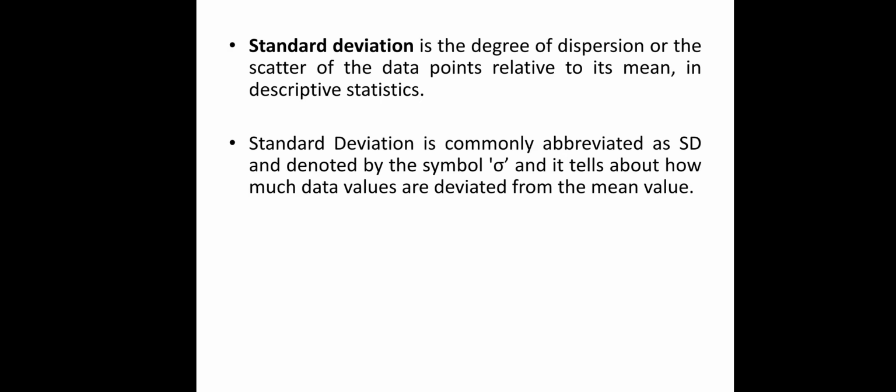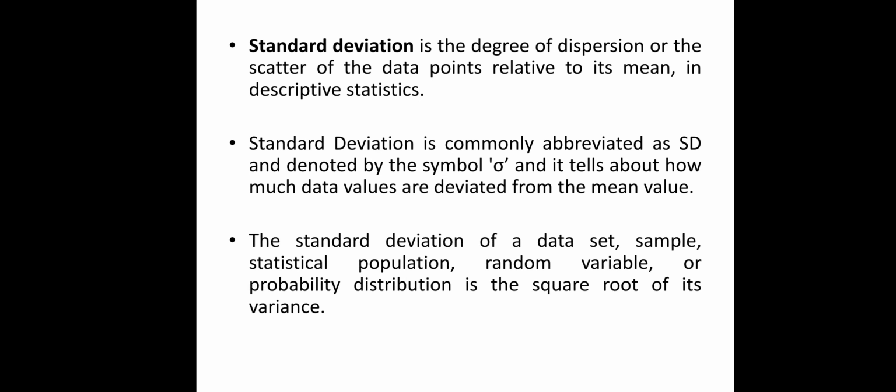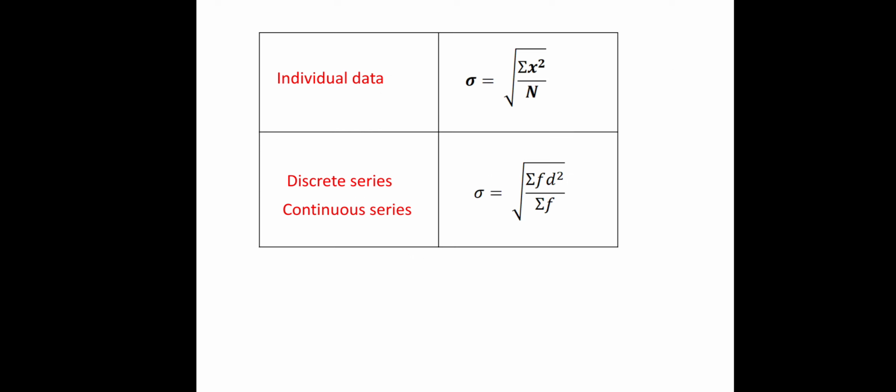Standard deviation is commonly abbreviated as capital SD and denoted by the symbol sigma, and it tells about how much the total values are deviated from the mean value. The standard deviation of a data set, sample, statistical population, random variable or probability distribution is the square root of its variance. So we'll check out the formula for calculation of standard deviation.